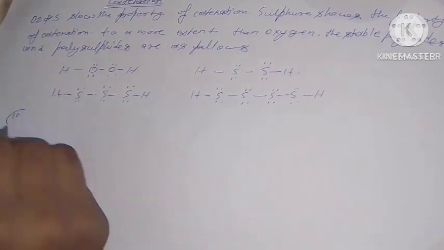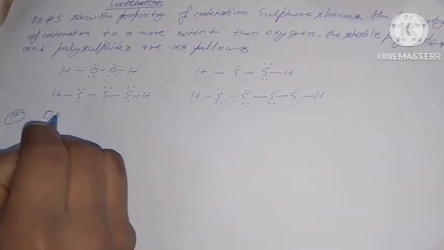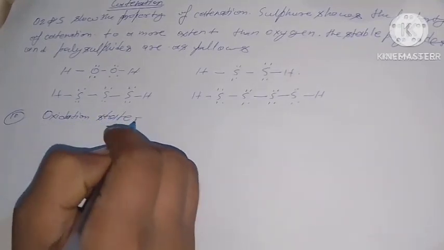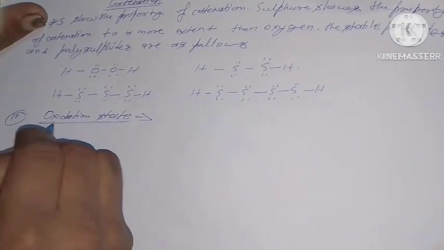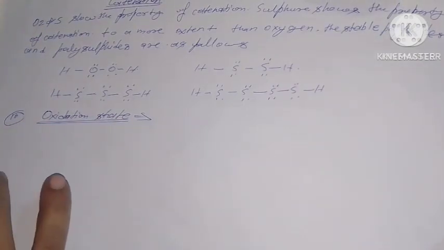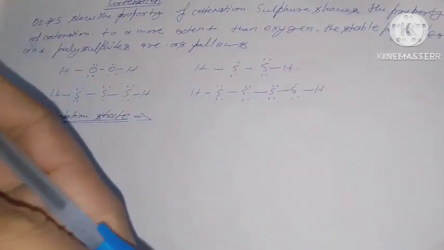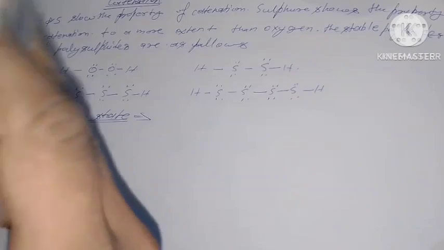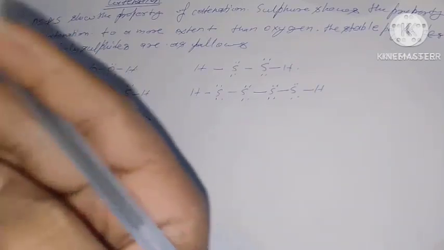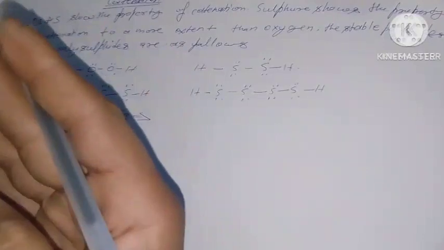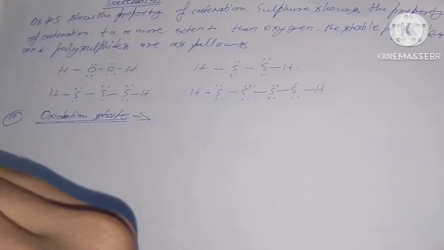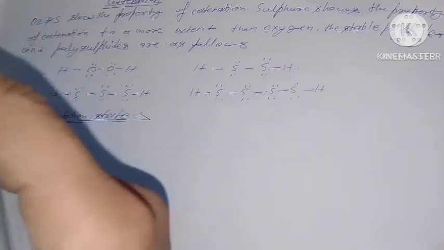Next point, oxidation state. What is oxidation state? The elements of group 16 possess the outermost electronic configuration ns2 np4 and tend to achieve the corresponding inert gas configuration by gaining 2 electrons forming O2- ions, or by sharing 2 electrons due to which 2 covalent bonds are formed.